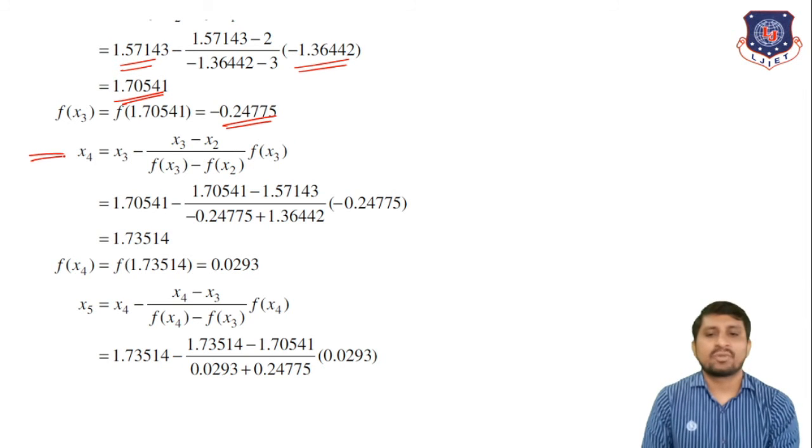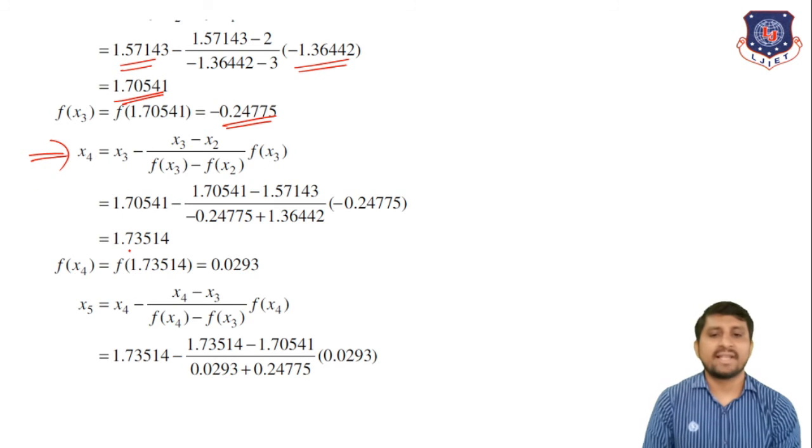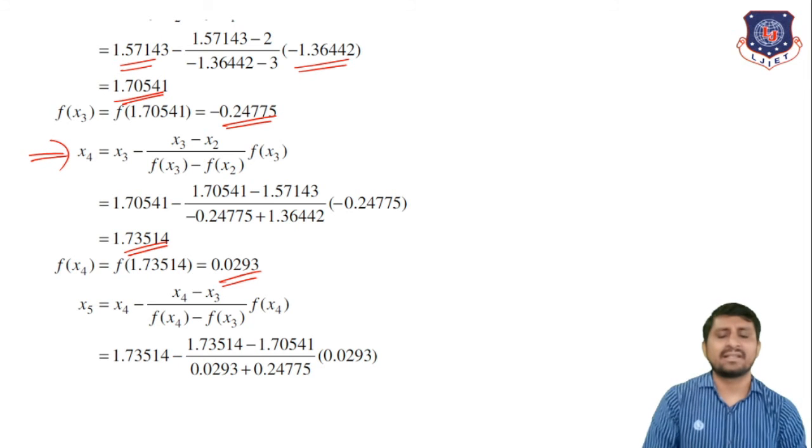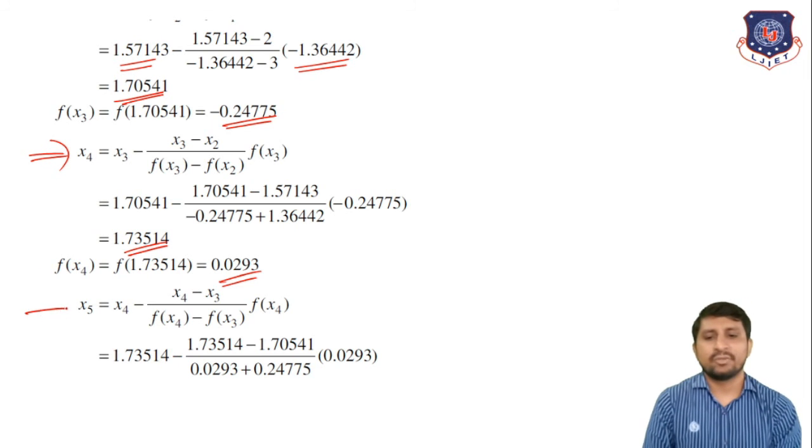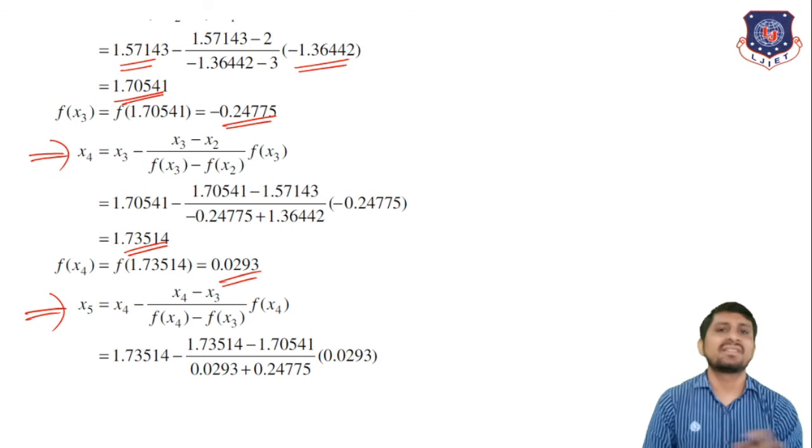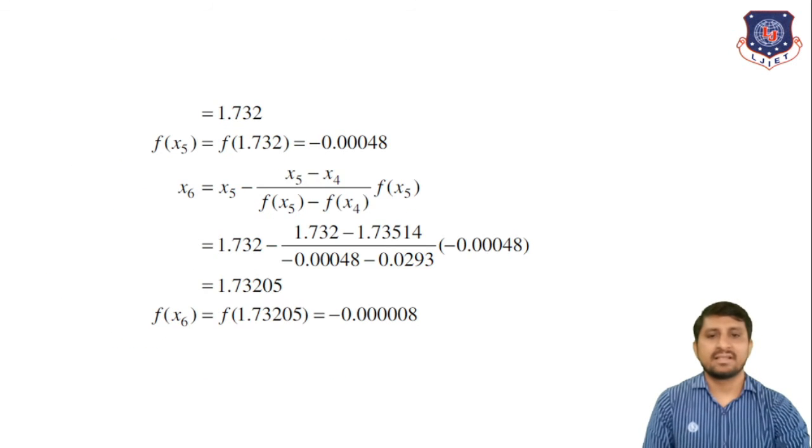Now the next approximation x4, when we find all these values, you will get 1.73514. Then f of x4. Please, all the students, calculate all these values. I hope you all can understand. All the calculations and all the important steps are given in this video. So x4 minus x3, and the final answer you will get here.